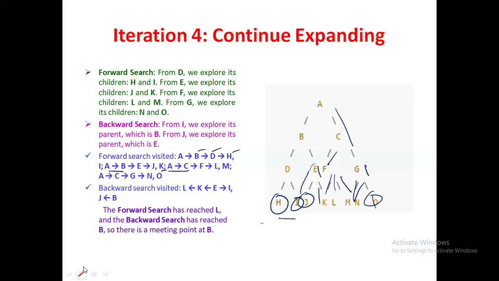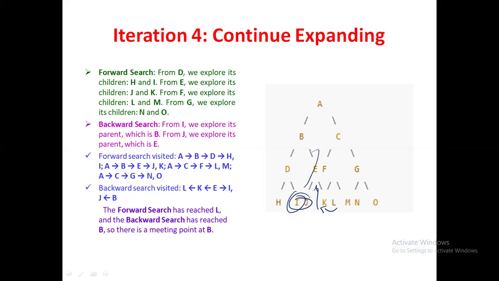So in the backward search, how will it move? L to K to E to I, that is I, J, then to B. So the forward search has reached L, the backward search has reached B. So there is a meeting point at B. At this point, we observe that the forward search has reached L and the backward search has reached B, meaning that both searches have a common node B.